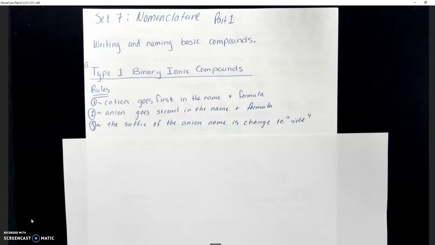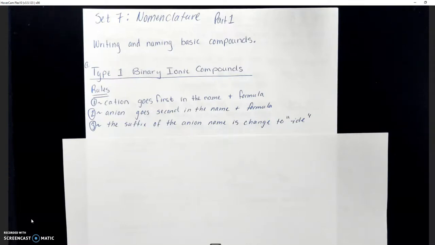There are three basic rules for naming type 1 binary compounds. The first one is the cation goes first in the name and the formula. So when we're writing a formula or a name for a type 1 binary compound, whatever ion is positive, which is going to be the metal, is listed first. The second rule, the anion goes second in the name and the formula. So the negative ion, the non-metal, will be listed second.